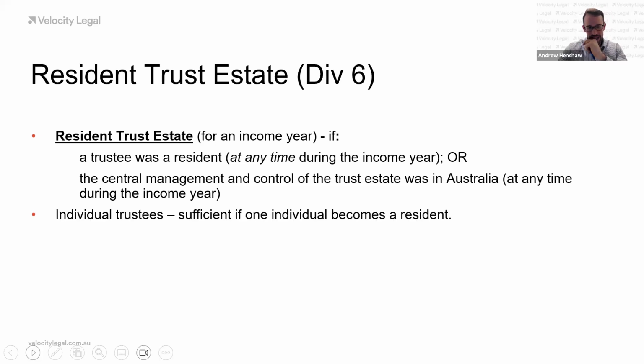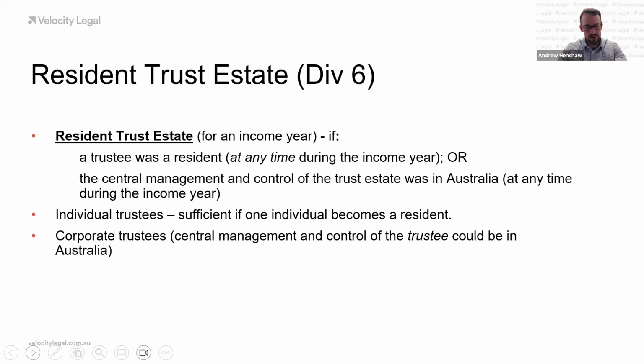The point I made earlier: if there are individual trustees, it's sufficient if one of the individuals becomes a resident. If you're dealing with a corporate trustee, then again, the residency of a corporate is based on CMC as well. So the CMC of the trustee could be in Australia.